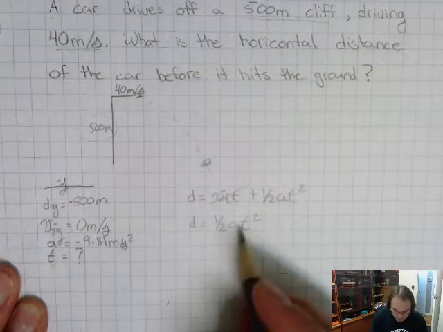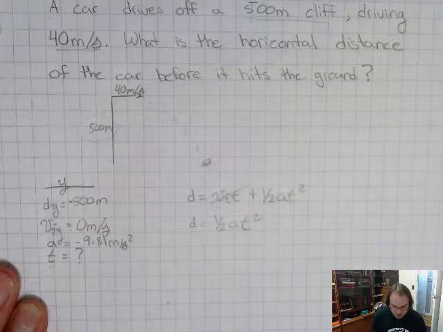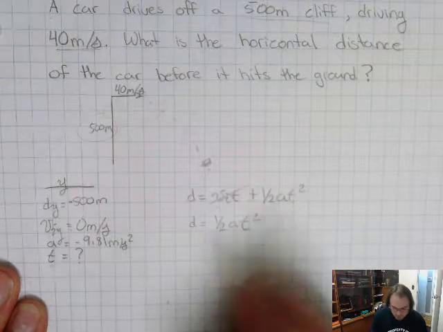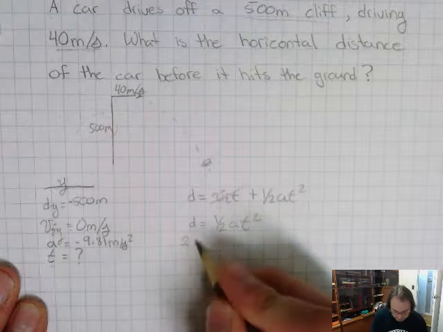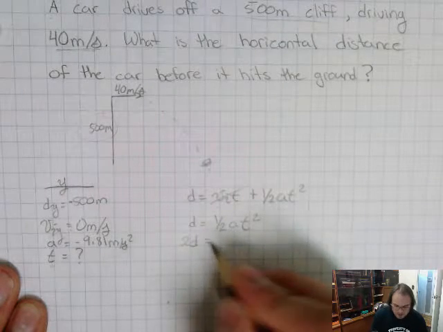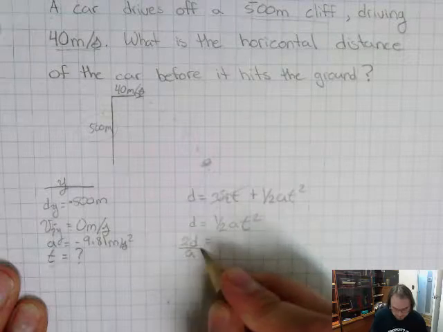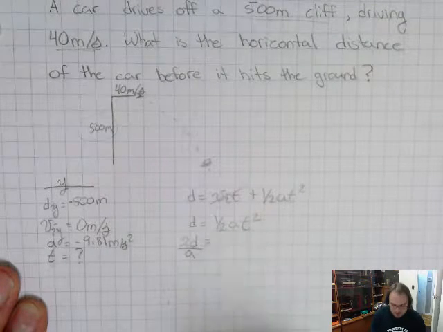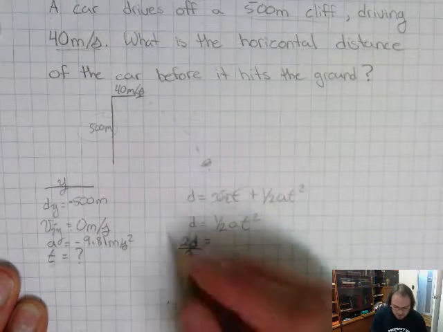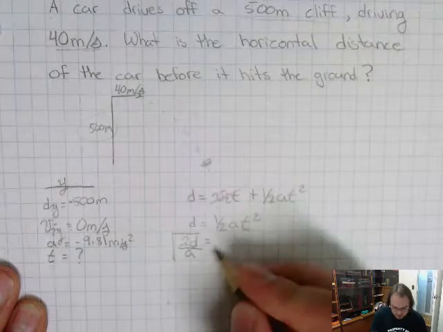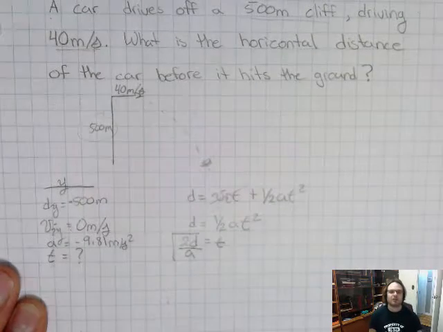Now let's rearrange this so we isolate for time. To get rid of the 1/2, I want to multiply both sides by 2. Then I must divide both sides by a to get rid of my acceleration. Now, it's t squared, so I'm going to square root. That's going to give me t, my time.